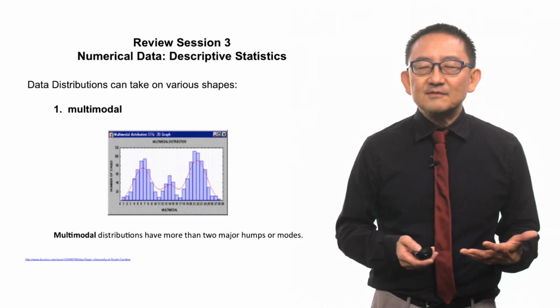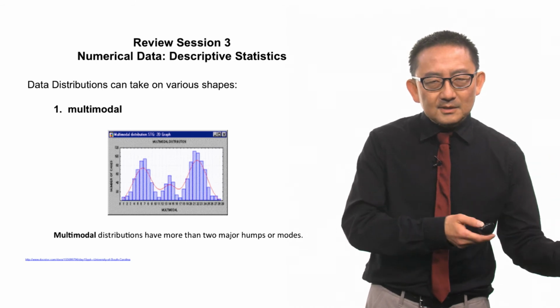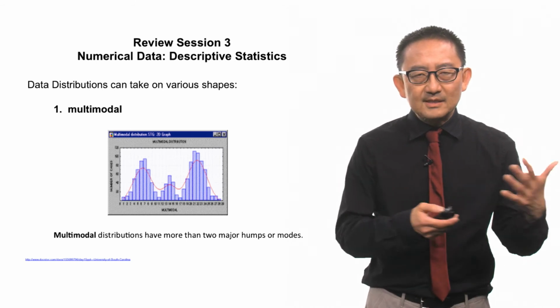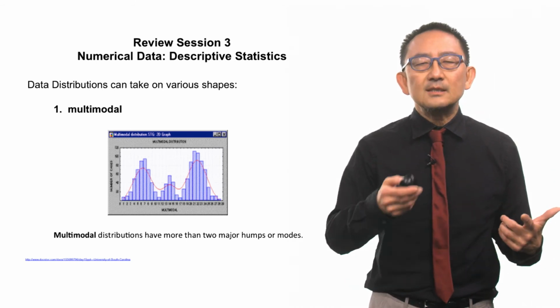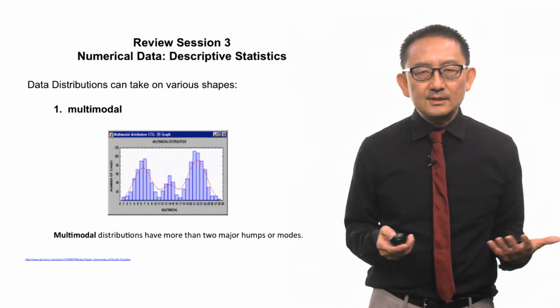Here's an example of a multimodal distribution, more than 2 peaks. Now you'll notice that the peaks aren't exactly of the same height, but that's okay. We see clearly that there are 3 different peaks within this graph.